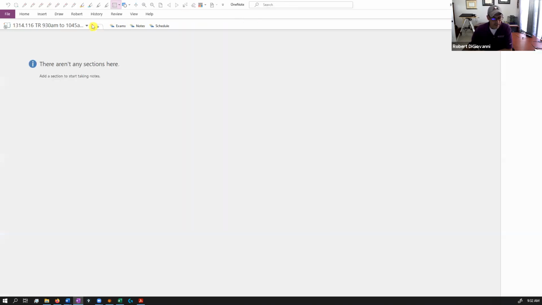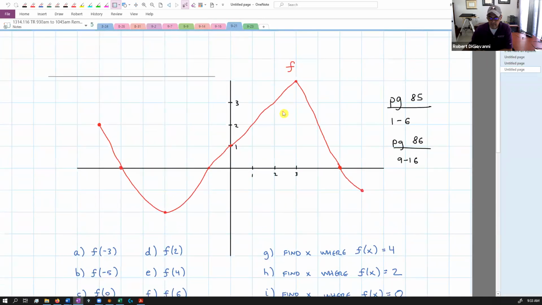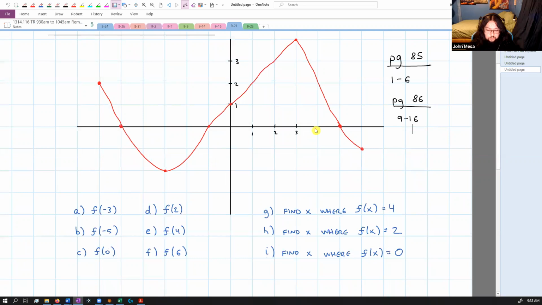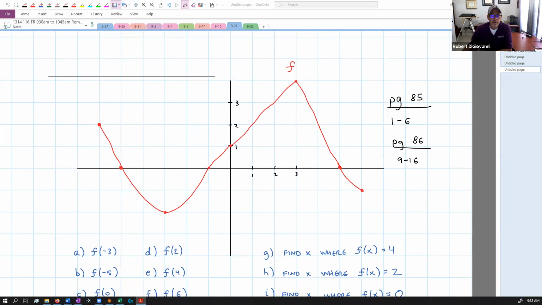Last time we were finishing up things with functions, right? And I had given you this graph here and also asked you to do some problems off of these pages. So were there any questions on this? Yes, I had a question on number 5 from page 85. Okay, page 85, number 5. Let me grab it real quick.